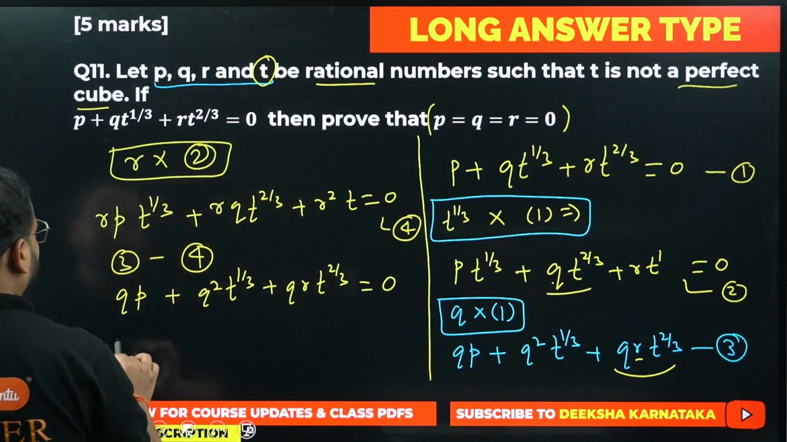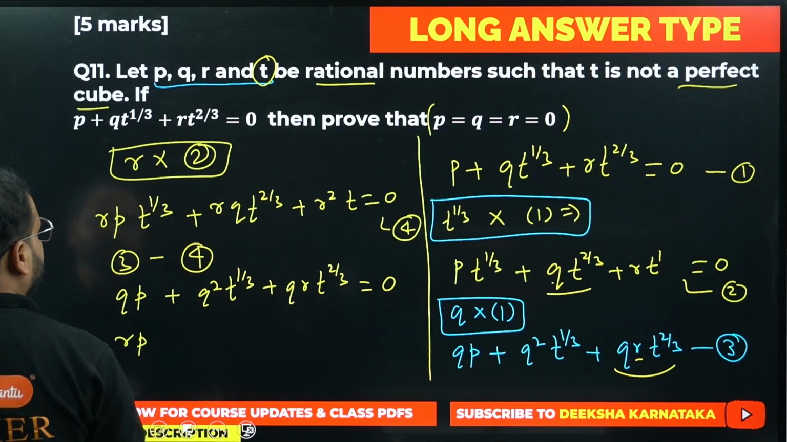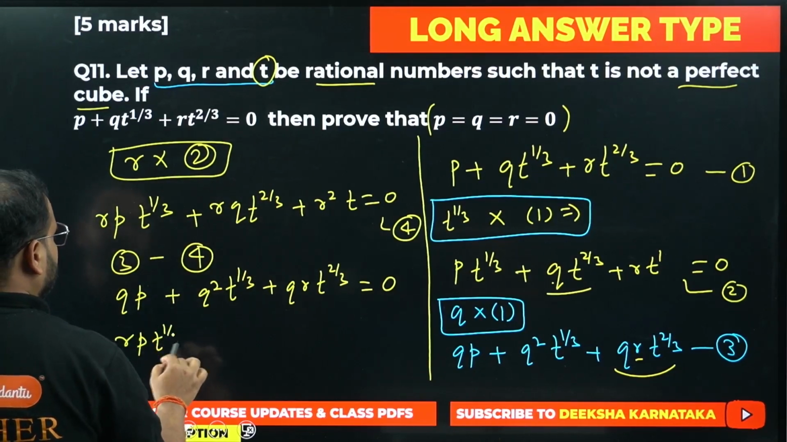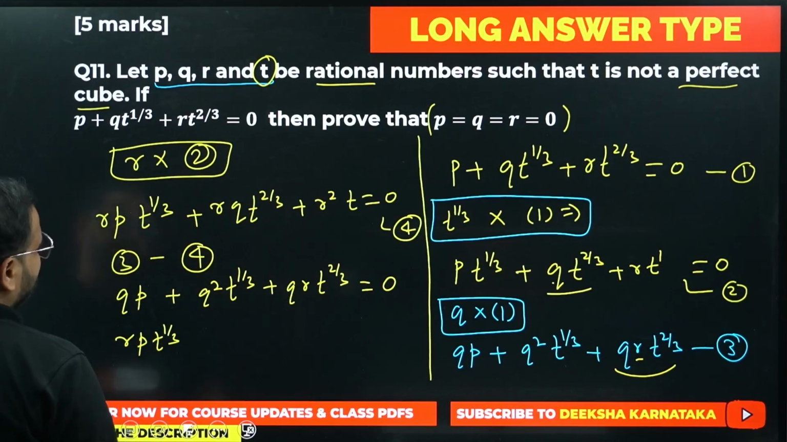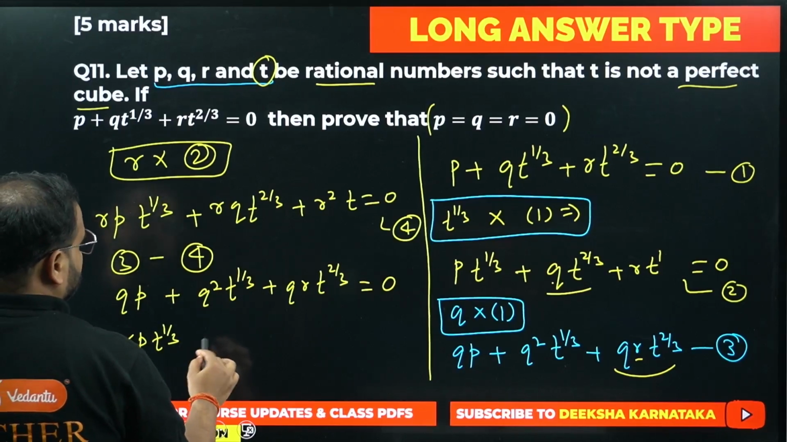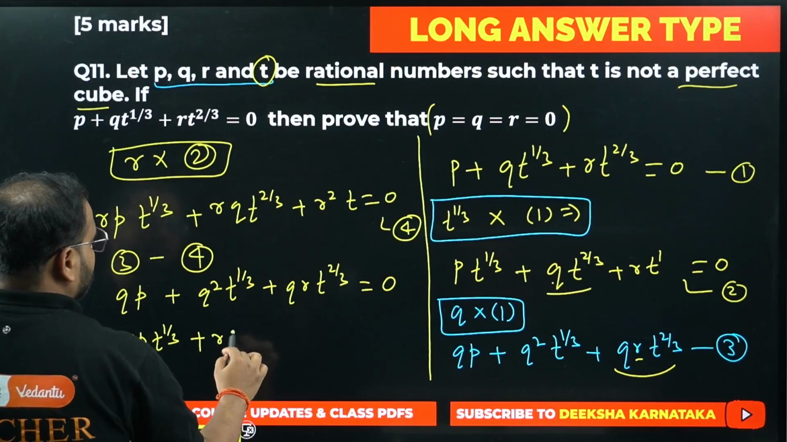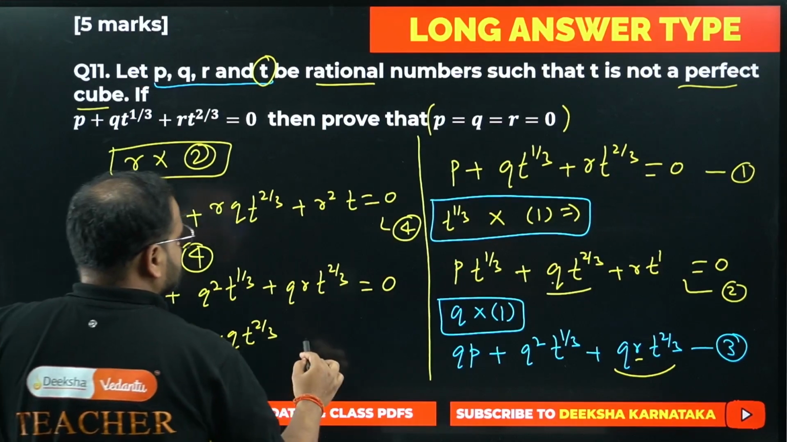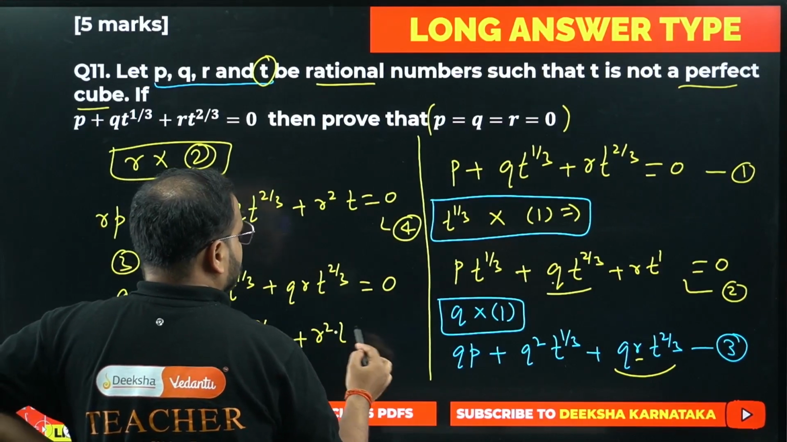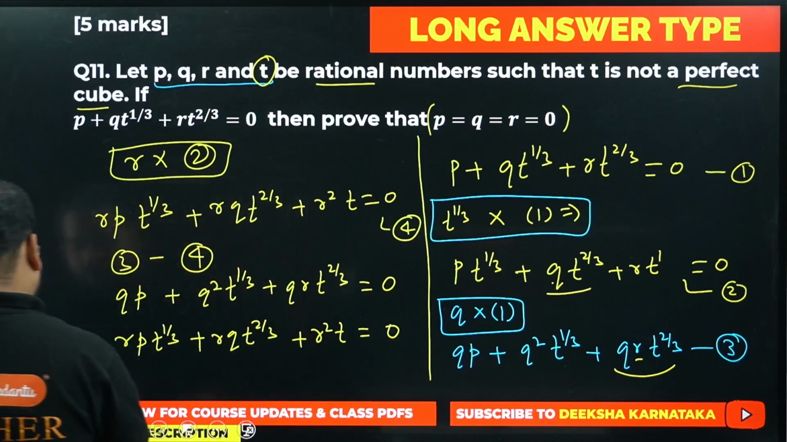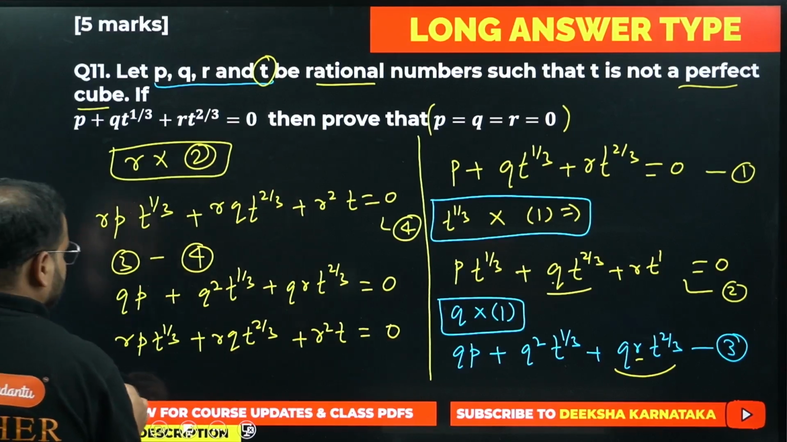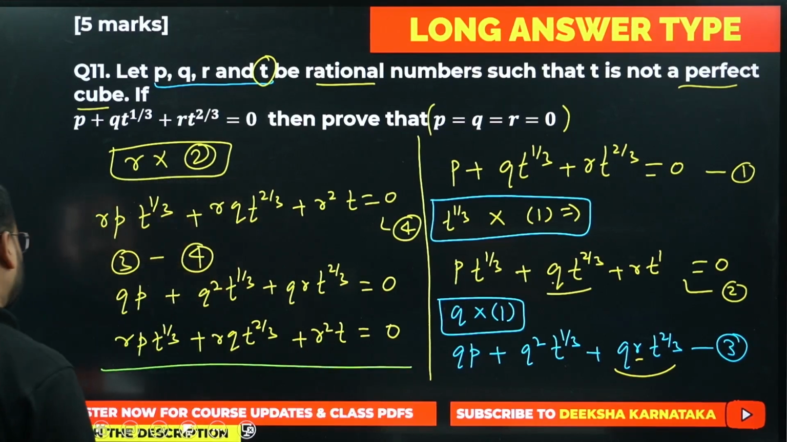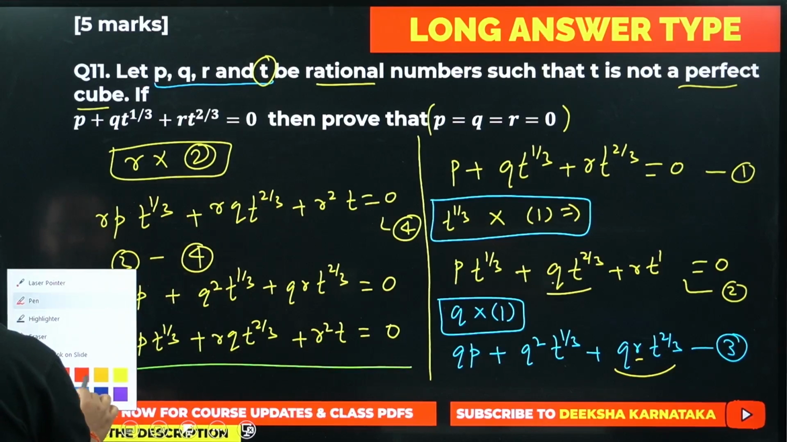For equation 4, I have RP T power 1 by 3, now RQ T power 2 by 3 and plus R square T equals 0. I am doing subtraction, so I'll have to do the sign change. So let's see the sign change.